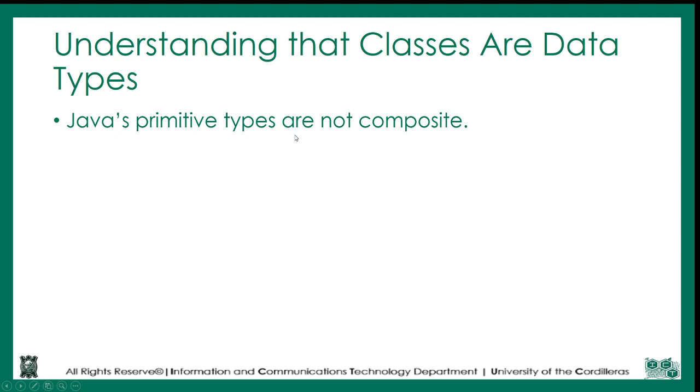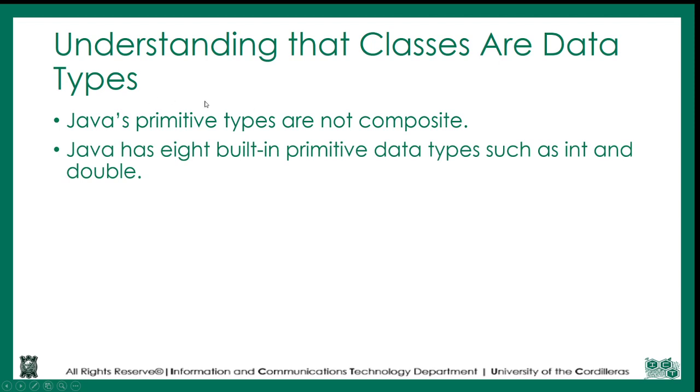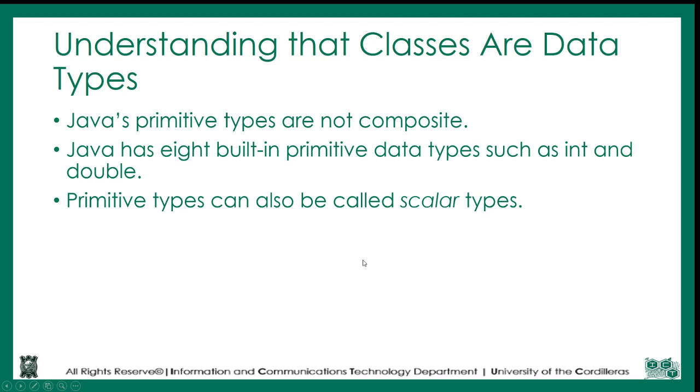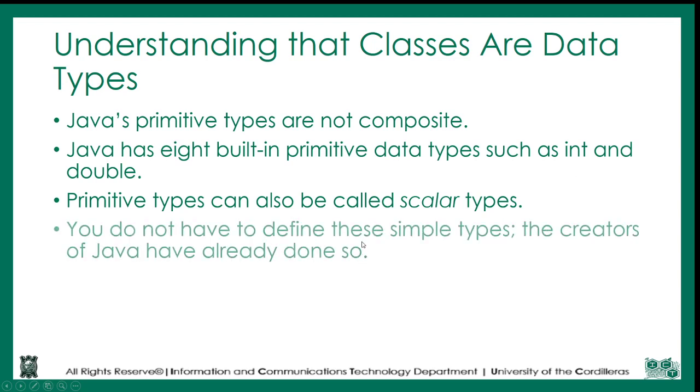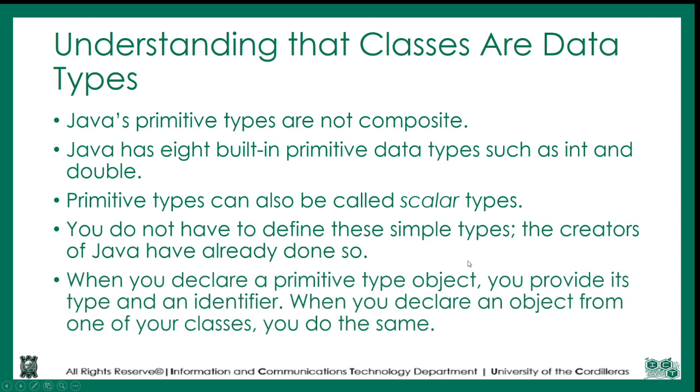Again, Java's primitive data types are not composite. I hope you already have an idea what primitive types are. Java has 8 built-in primitive data types such as integer and double. Primitive data types can also be called scalar data types. You do not have to define those simple types. The creators of Java have already done so. For example, you are using those primitive data types such as integer and double. You do not have to define those because they're already written inside the Java programming language itself.